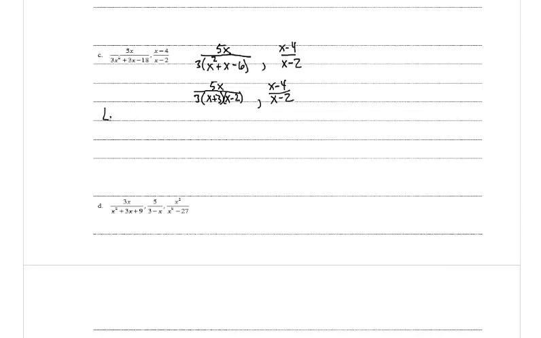So now our list starts with everything in the first denominator. So 3, x plus 3, and x minus 2. And when we look at the second denominator, we already have x minus 2 in our list, so we don't have to rewrite it. So the list is already written as the least common denominator. So our least common denominator is 3 times x plus 3 times x minus 2.